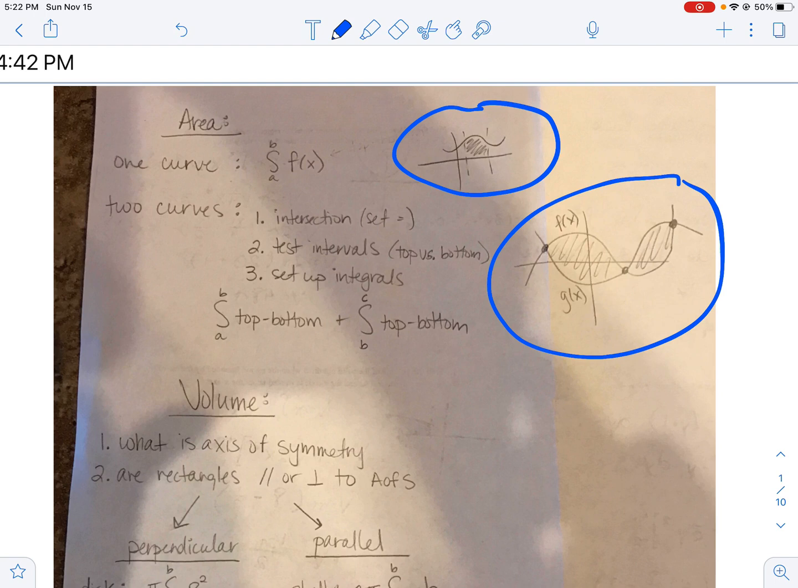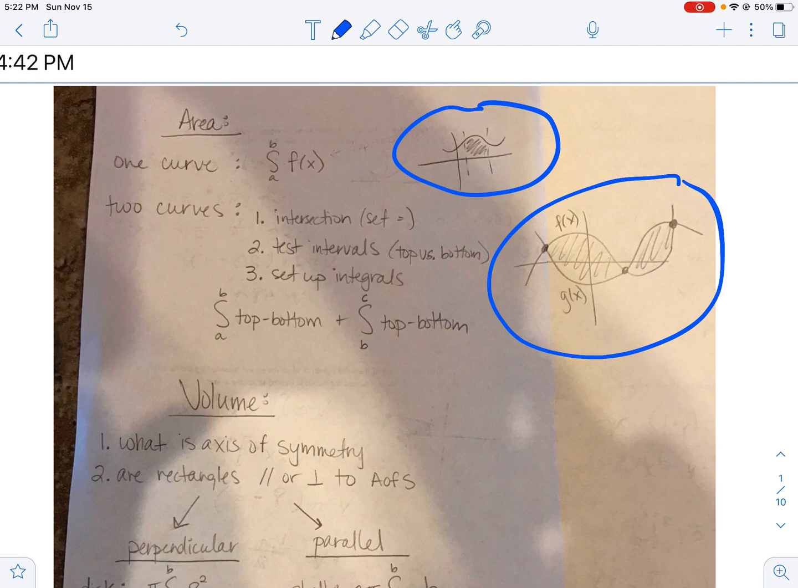Once you have those intersection points, then you can test intervals. You could figure out, in between where they intersect, which function is the top function and which function is the bottom function, by taking a number in that interval, plugging it into both functions, and figuring out which number is higher. That will be your top function. The number that's lower is going to be your bottom function. You want to figure out in each interval which function is above and which function is below. That will help you with step number 3, which is setting up the integrals.